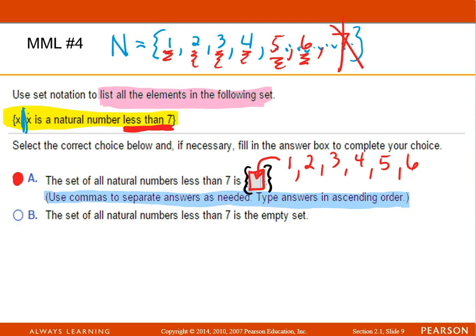So you don't have to worry about typing in a second set, because then you'd have a set inside of a set, and then the answer is going to be wrong, and my math lab will give you some error message. So watch out for that. Sometimes my math lab can be a little picky, but you just got to learn how to work with them. So that's question 4.